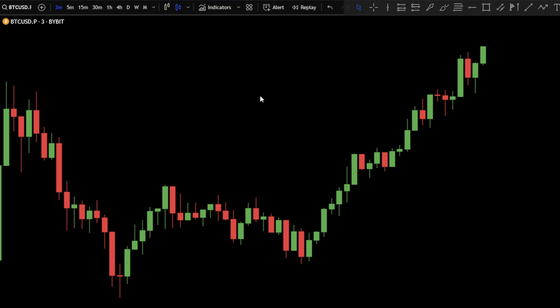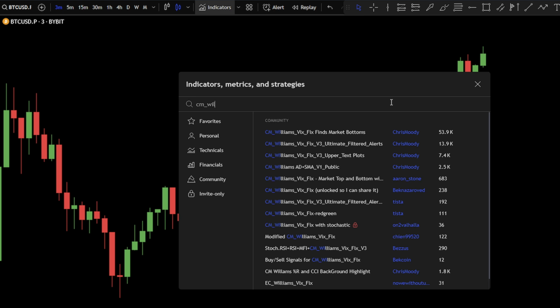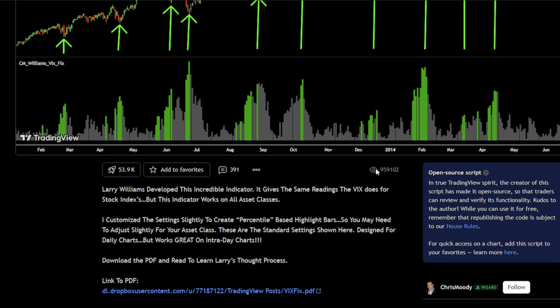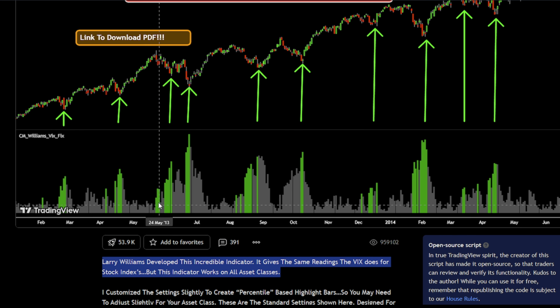This strategy relies on just 2 indicators. To integrate the first indicator into your chart, navigate to the Indicators tab and search for CM Williams Vix Fix, which finds market bottoms, and add this one published by Chris Moody to your chart. The Williams indicator was originally developed by Larry Williams and is designed to behave like the VIX, but it works on all assets. It highlights market bottoms by coloring volume candles green, making them easy to spot.